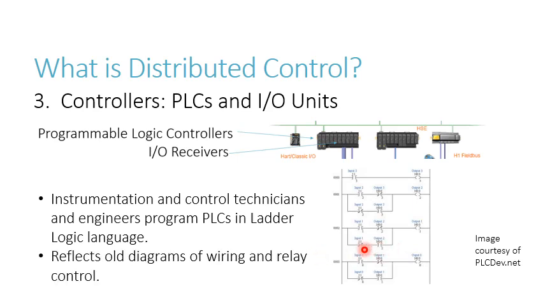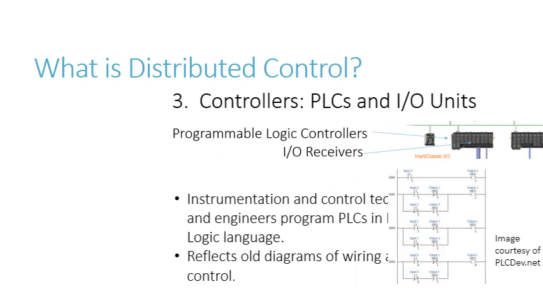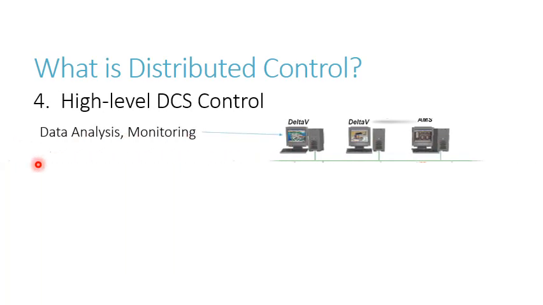So they were able to more easily adapt to the PLC with this type of language, and it's still widely in use today, although there are other languages as well using function blocks and whatnot. So now we're going to talk about the top level of DCS control. This is the data analysis and monitoring level. You'd find these computers in the central control room.